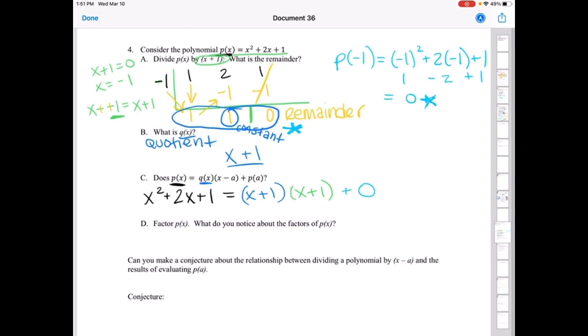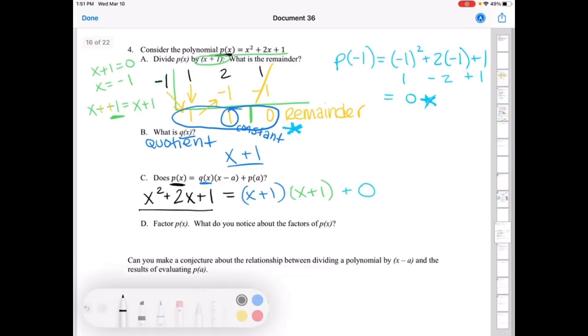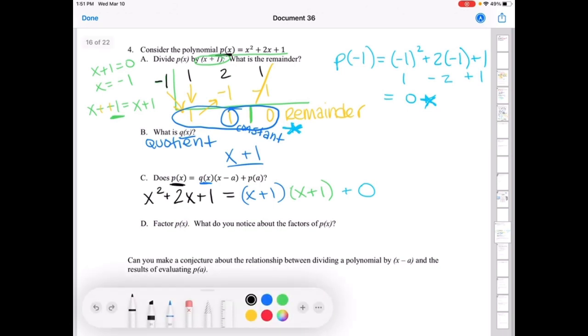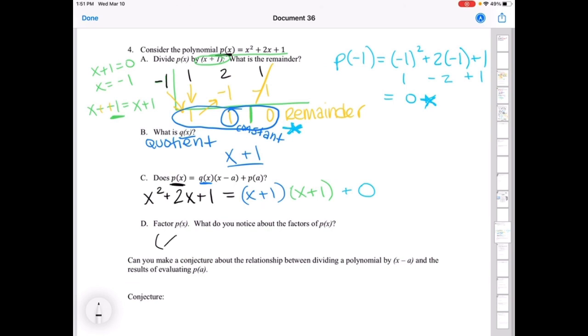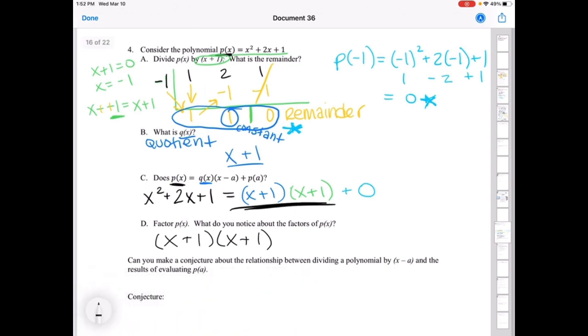It says factor p of x, which is the original polynomial that we were working with. So if we were to factor p of x, we need something that's going to multiply to 1 and add to 2. So our only option is just 1 and 1. So if we were just to factor this without any type of division involved, we would have gotten the same exact thing as when we did the hard work and more work.